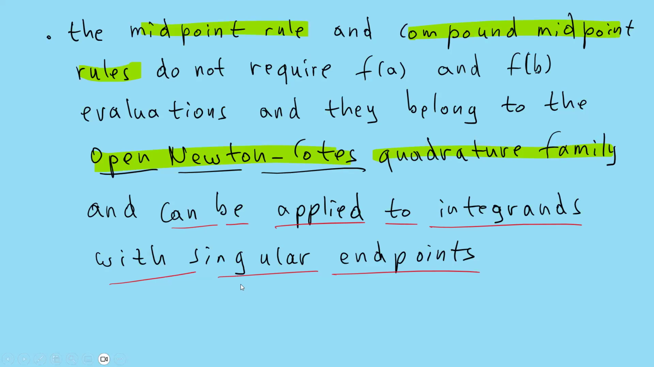And as you can see, for the midpoint rule, we do not evaluate the function at points A and B. For this reason, this method is called an open Newton-Cotes method. And we can apply it to integrands with singular endpoints.